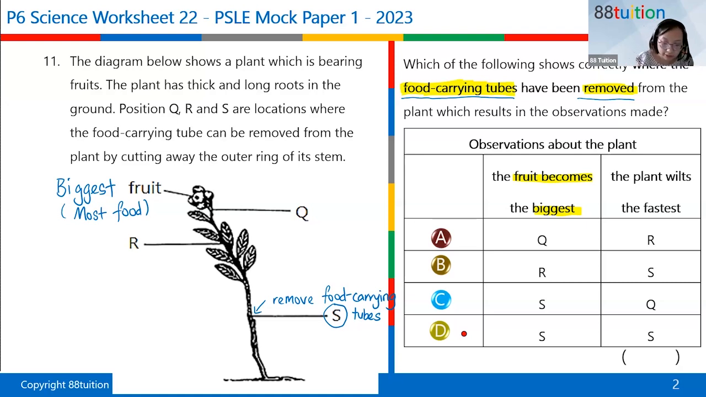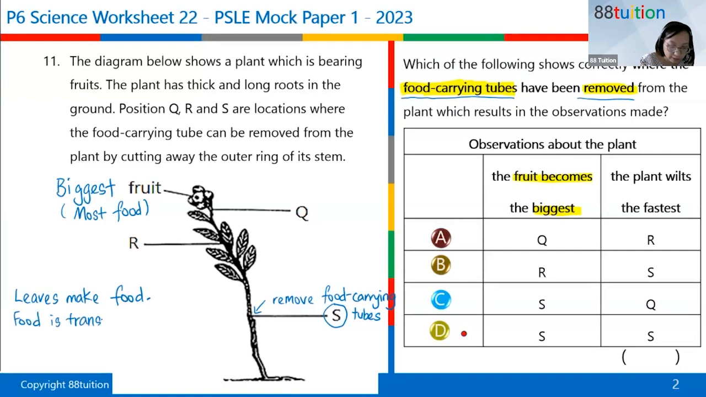All right, so the leaves make food. So you need to know leaves make food. And then next thing you must know is the food gets transported in the food carrying tubes. All right, food is transported not via the water carrying tubes, but in the food carrying tubes. There are many, many food carrying tubes in the stem. So my question to you is, which direction will the food go? Does the food get transported only upwards or only downwards or up and down?